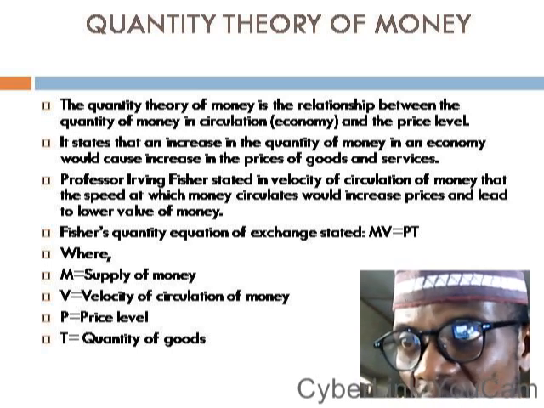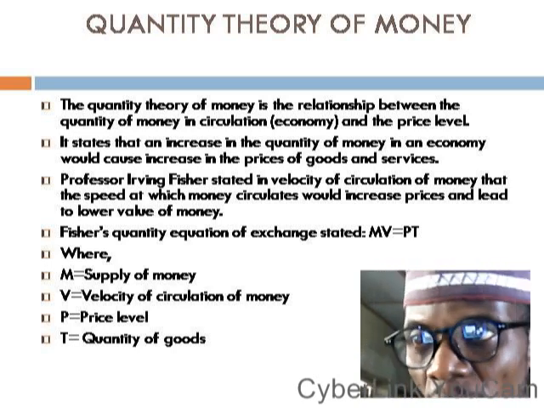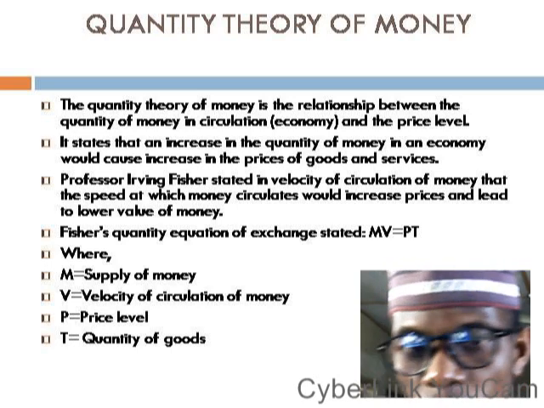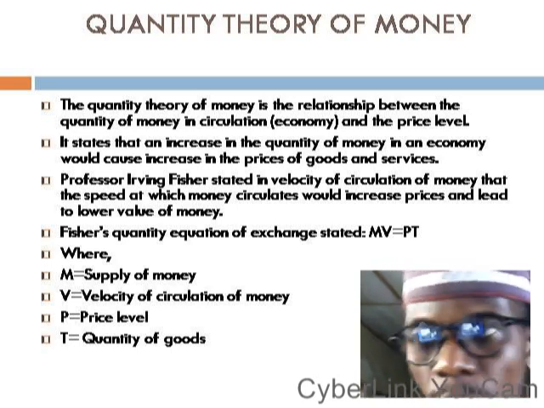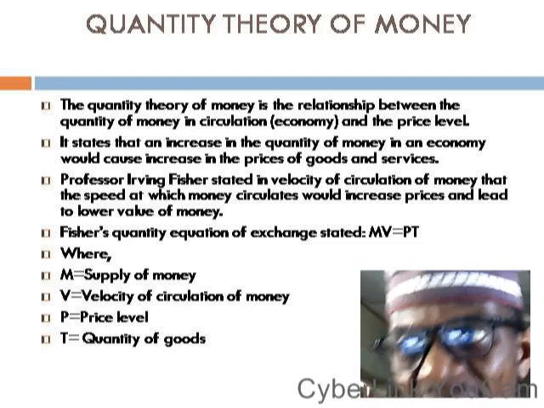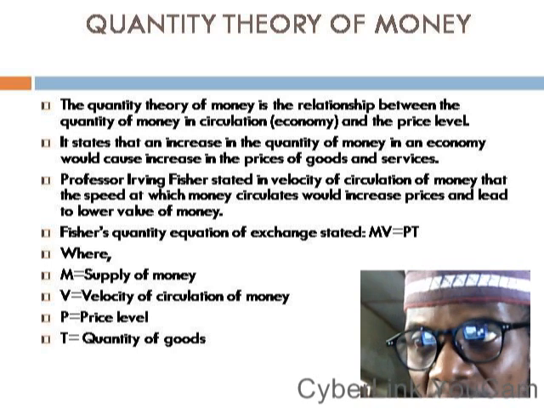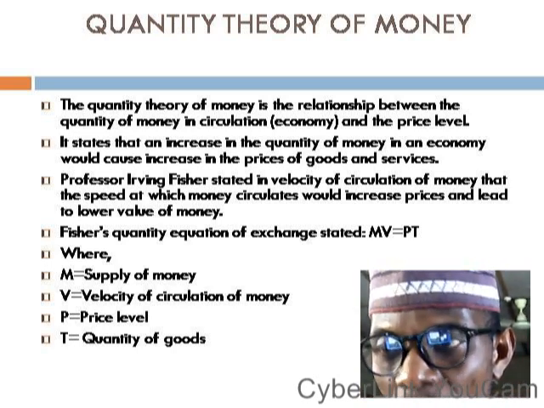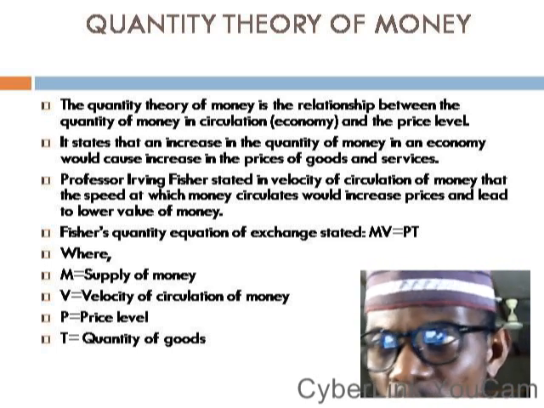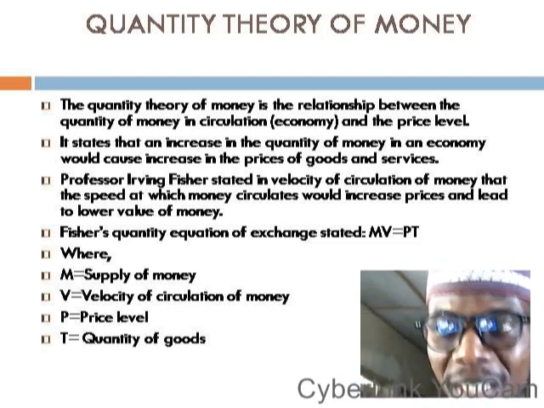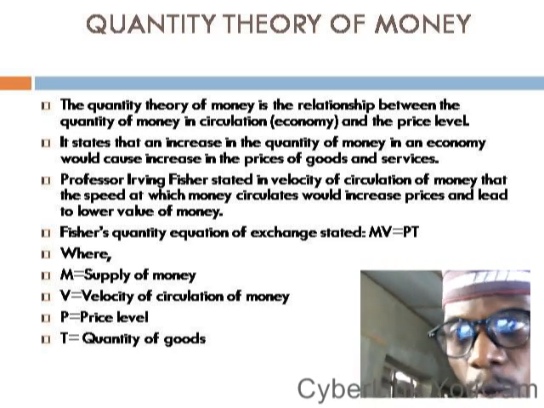The quantity theory of money is the relation between the quantity of money in circulation, that is in the economy, and the price level. It tells us how the quantity of money in circulation affects the price level. It states that an increase in the quantity of money in an economy would cause an increase in the price of goods and services. I told you, when I spoke about what causes change in the value of money, that part of it is that when there is too much money in circulation, it will affect the price of goods and services.